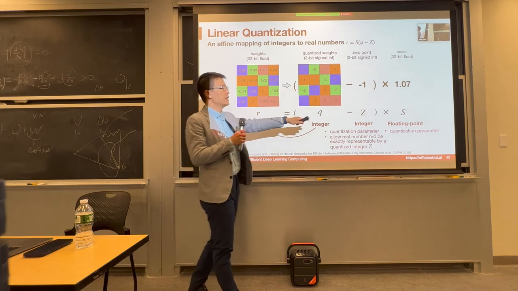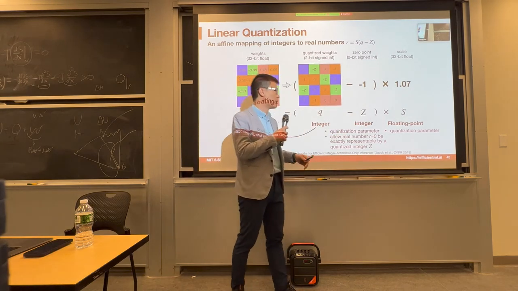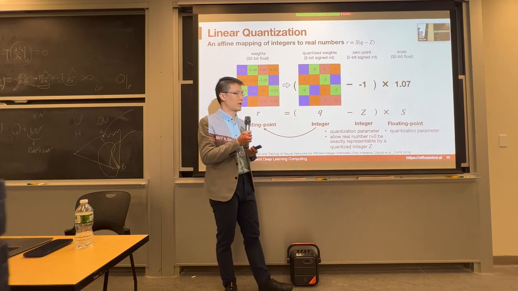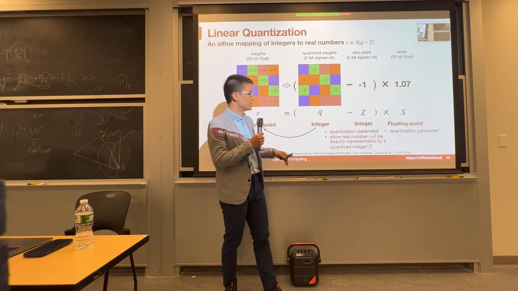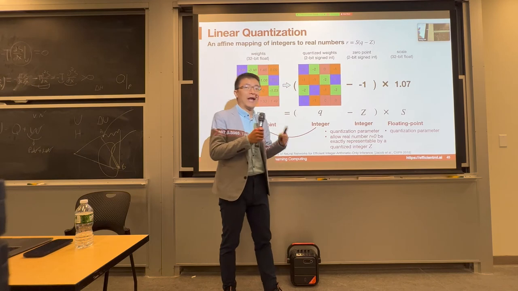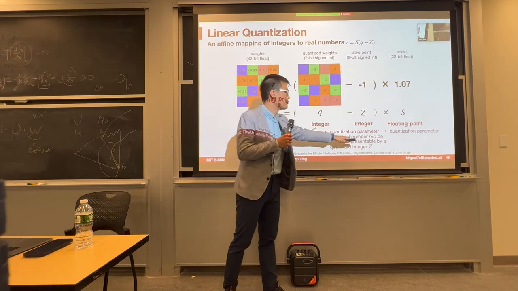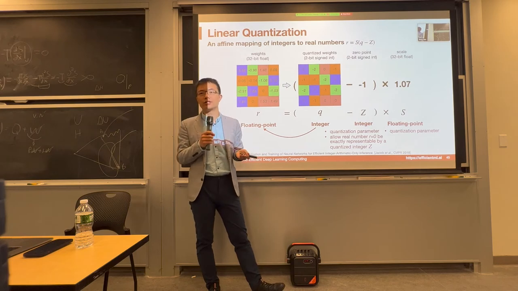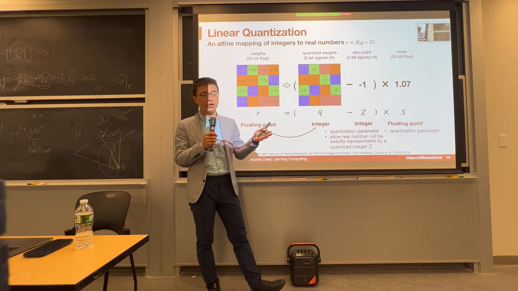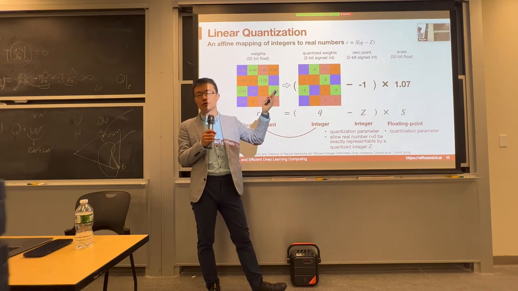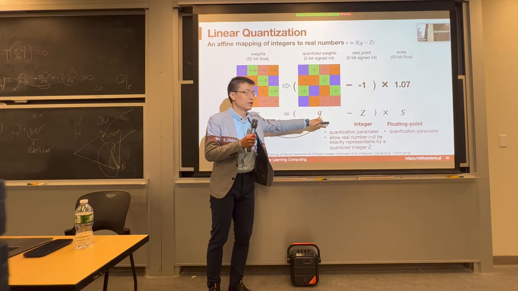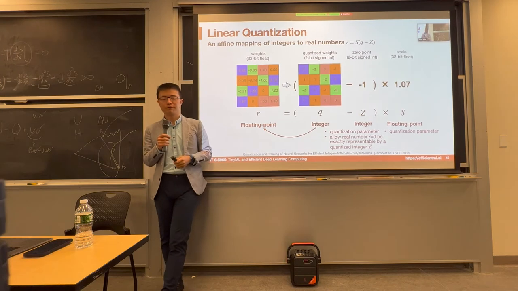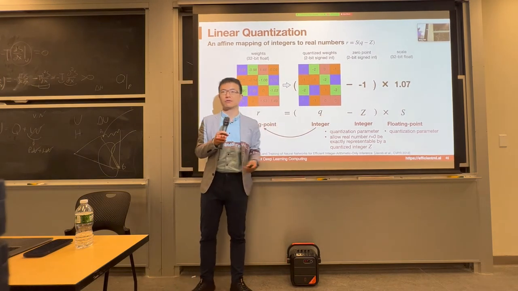And this Z, this zero point, is an integer number. It's another quantization parameter we have to decide before inference time, which allows the real number 0 to be exactly represented by the integer number Z. So this integer value Z will be mapped to the value 0 in floating point. That's the function of this.